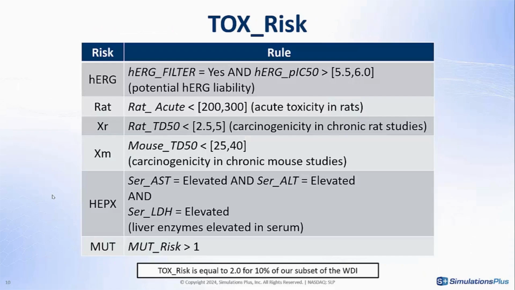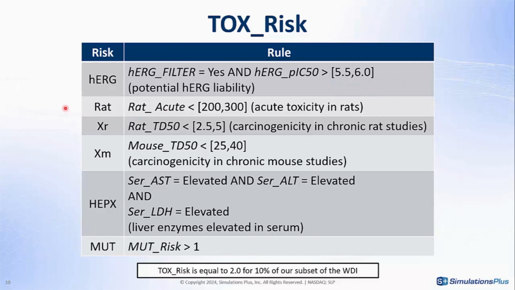This next slide discusses the tox rules, or tox risk rules. There are 6 tox risk rules. The first one is the hERG filter, which I mentioned earlier. If your pIC50 is between 5.5 and 6, you'll have an incremental penalty or an adjustment to the score. Essentially, for every 0.1 increase in this range, go up 0.2 on the penalty. So the penalty is 0 at 5.5, and at 6 and greater, it's a 1.0 penalty.